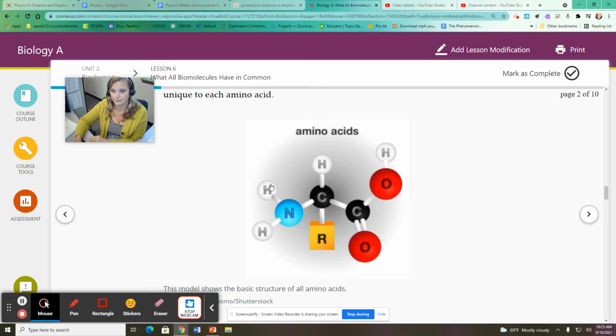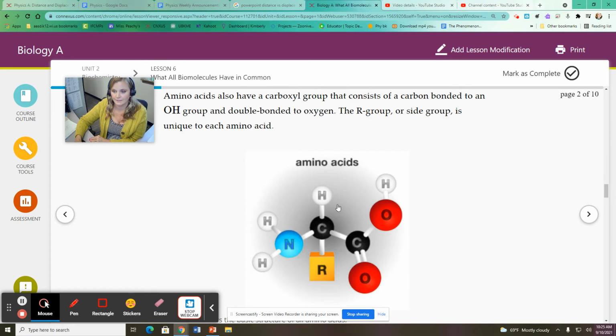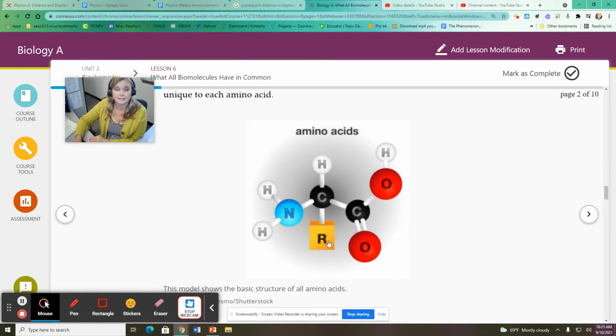Plants absorb nitrogen from the soil. Animals consume nitrogen when they eat plants or other animals. Amino acids also have a carboxyl group that consists of a carbon bonded to a hydroxide group and double bonded to oxygen. So this is the carboxyl group here. And then they have what's known as the R group.